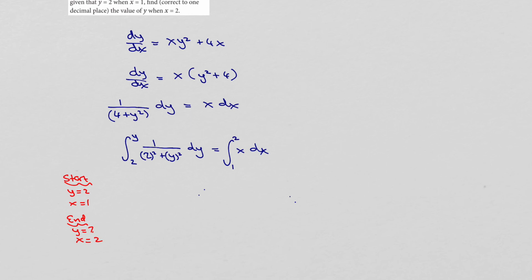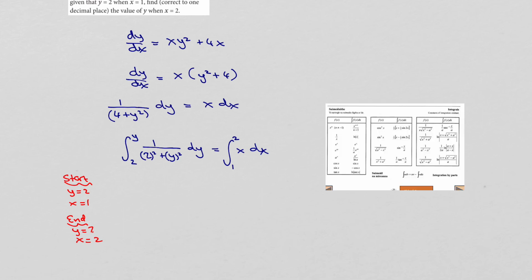So when you're finding the value of y, we just sub in y for the upper limit, but this time we have an upper limit for x, it's 2. So again, we should spot that we have 1 over something squared plus something squared, which is of course tan inverse. So therefore that's going to be 1 over a. So I can see a is 2. So that's 1 over 2 times tan inverse y over 2. And that's within the limits of y and 2. And then that's equal to x squared over 2 within the limits of 2 and 1.